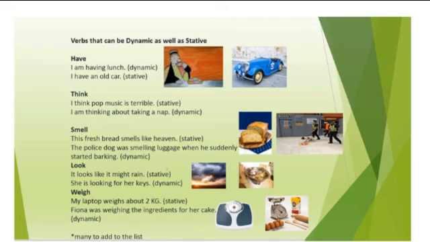Smell. The fresh bread smells like heaven. Stative. The police dog was smelling luggage when he suddenly started barking. Here, the dog is smelling physically, so this falls under dynamic. Same with look. It looks like it might rain. She's looking for her keys. So here, the first one is a condition, the state of the weather at that particular moment. In the second case, she is physically looking for her keys in that particular bowl of keys.